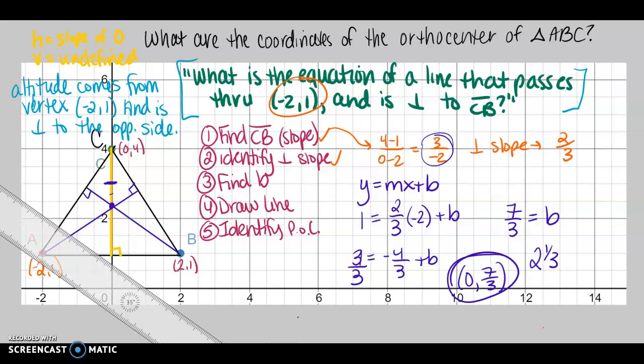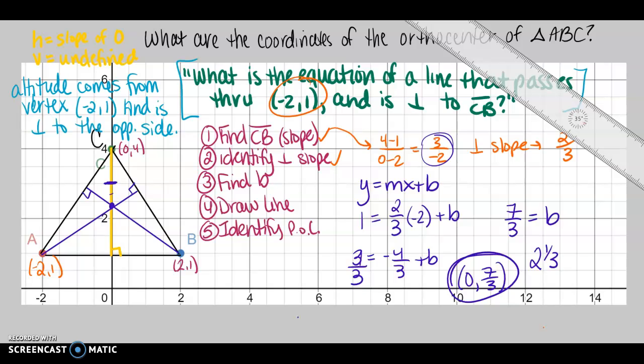There you go. Orthocenter. Do not mistake this: these are not bisectors. They just are perpendicular. They're not bisecting the side. Fun fact.